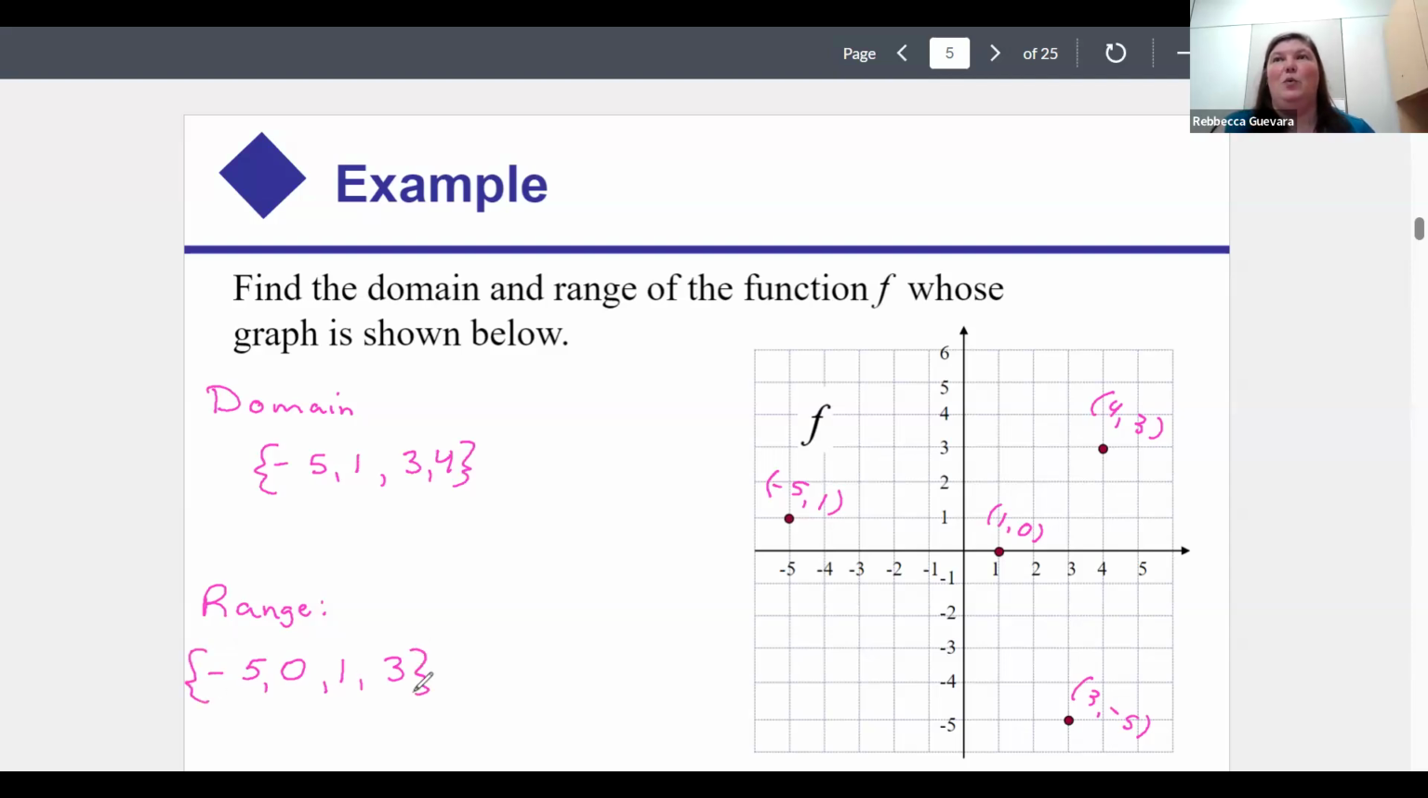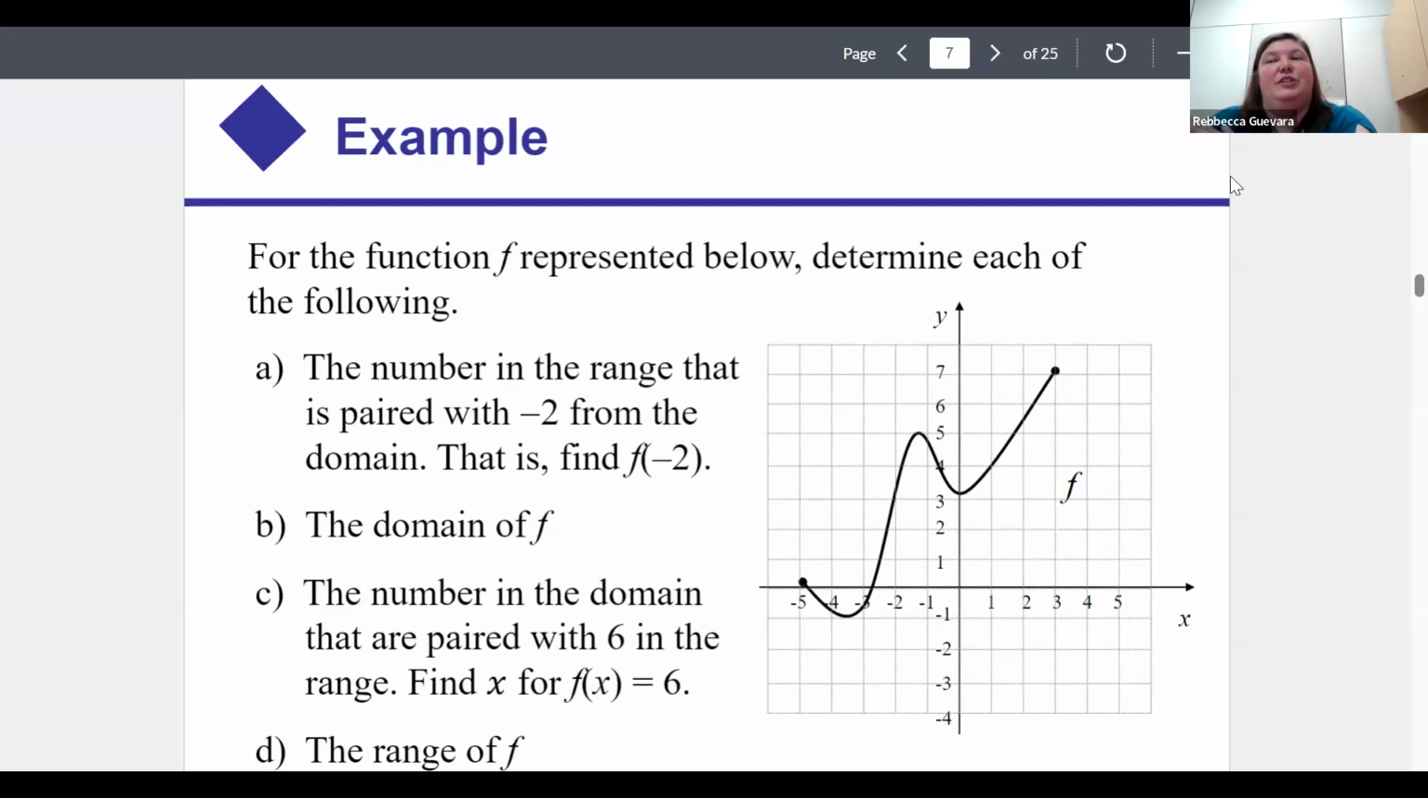All right, and that's how we quickly find ourselves a domain and range. Like I said, we're just looking for anything that x could possibly be. X could possibly be -5, it could be 1, it could be 3, it could be 4. Everything that the range could be is that if I put in anything from the domain, the things that could pop out from my range are -5, 0, 1, and 3.